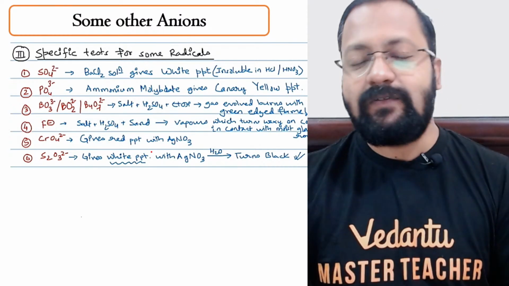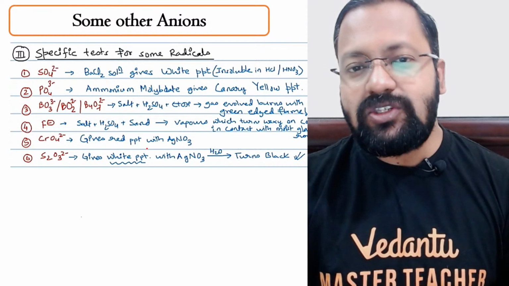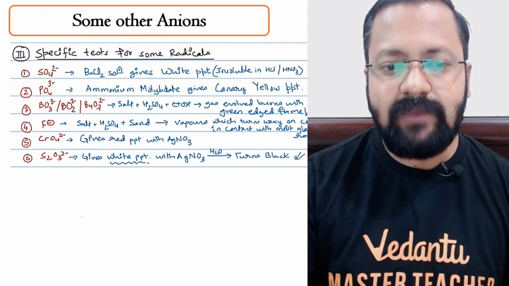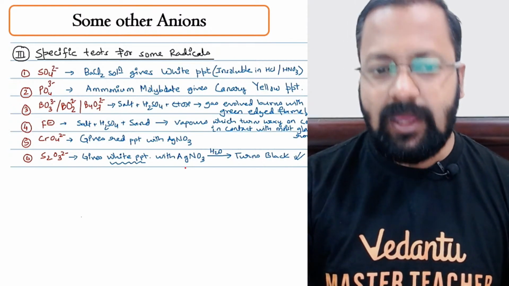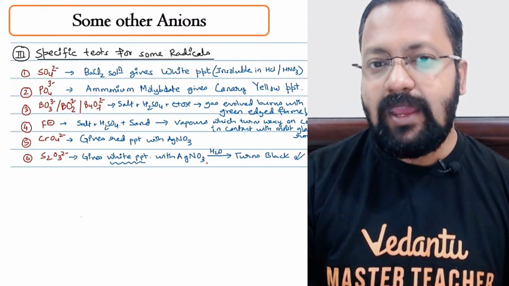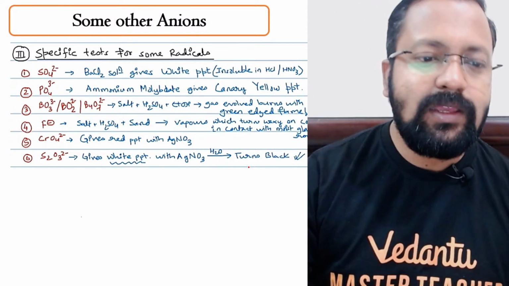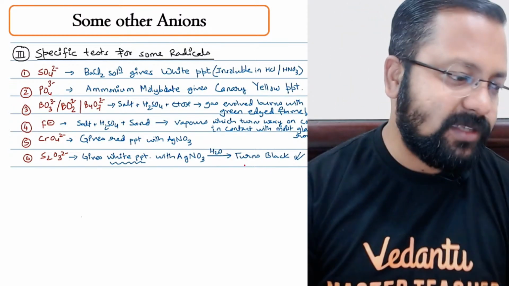Chromate gives a red precipitate with AgNO3, and thiosulfate S2O3 gives a white precipitate with AgNO3, which when treated with water will turn black. So we have all these tests.